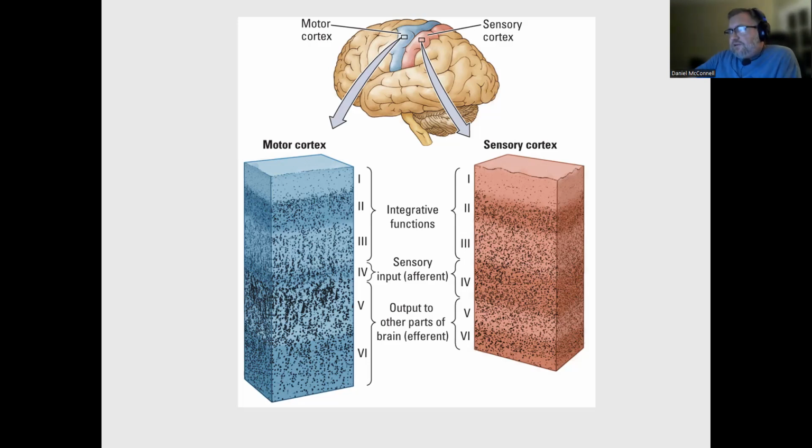And we see that there are different functions assigned here. There are integrative functions in layers 1, 2, and 3. What does that mean? Helping to integrate inputs, for example, from the sensory systems that come into layer 4. And then layers 5 and 6 send signals to other regions of the brain, right?